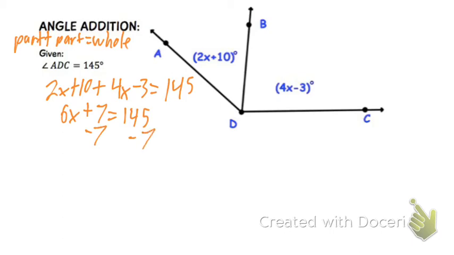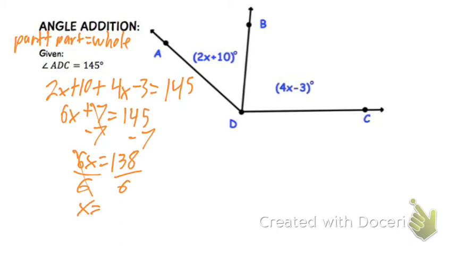Did you catch what happened with the 10? Okay, perfect. Subtract the 7 from both sides, 6x is equal to 138. Okay? Now what? Divide by 6, not 6x, just the 6. We want the x.